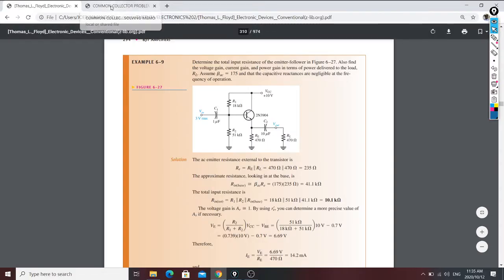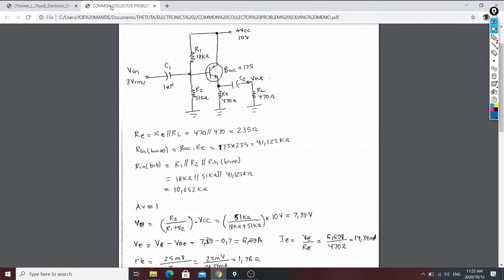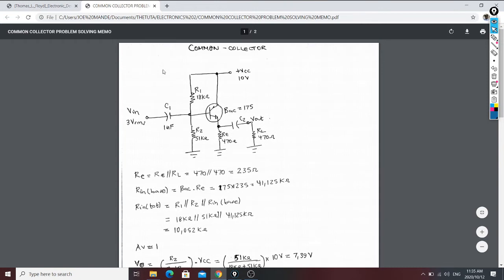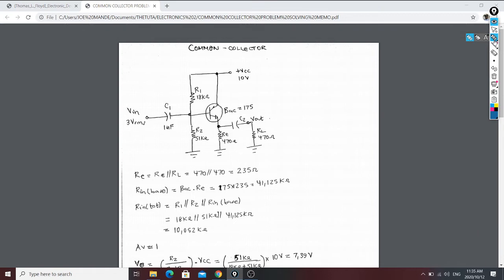Therefore, we are going to have a look at some problem solving of the common collector. So this will be our circuit that you are going to analyze, and we don't need to do our DC analysis when we consider that the average voltage is automatically equal to 1, because from the explanation we said the average voltage for a common collector is always equal to 1.